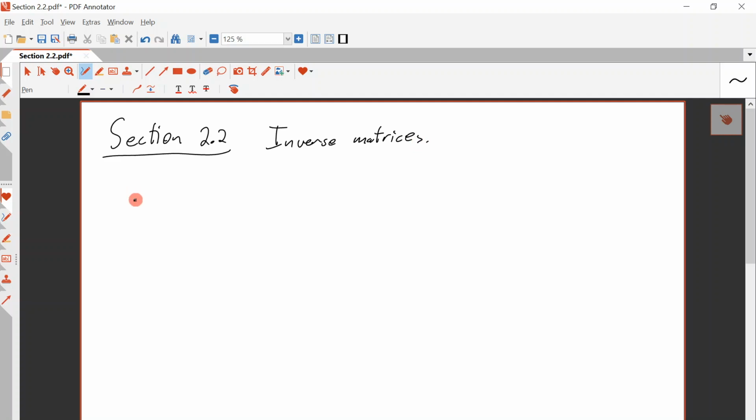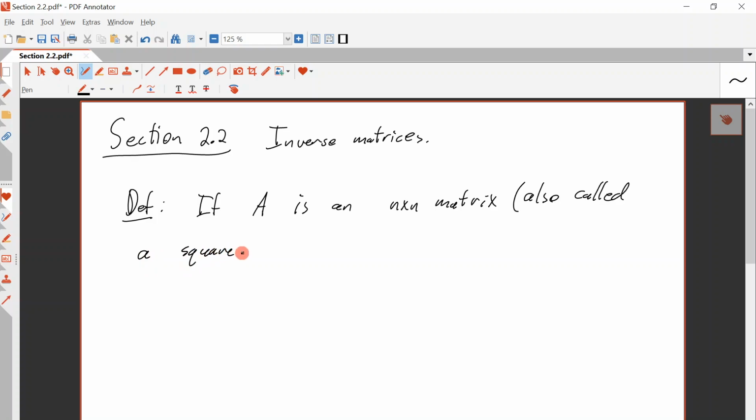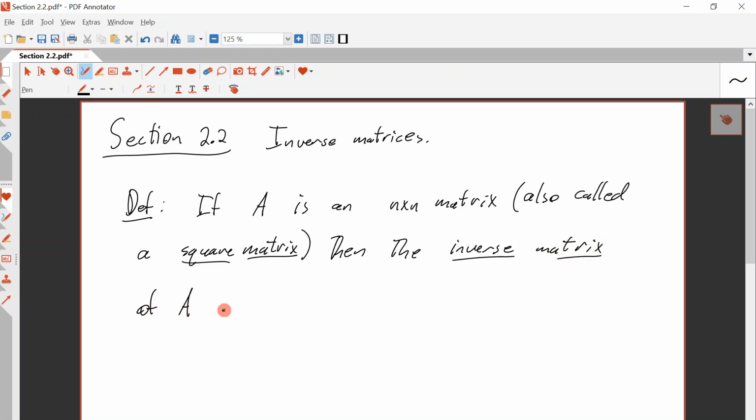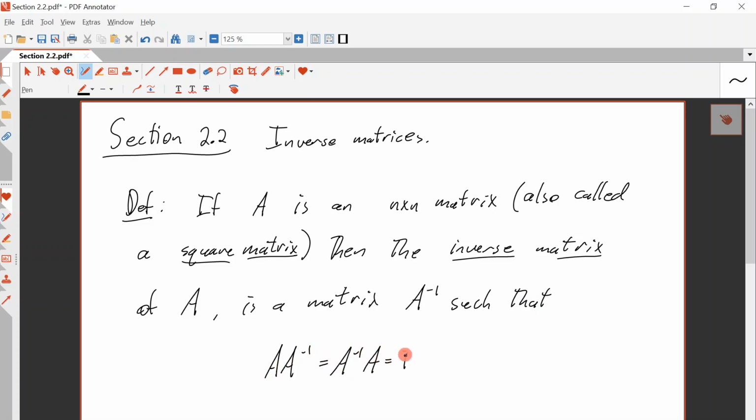So, definition. If A is an n by n matrix, this is called a square matrix, then the inverse matrix of A is a matrix, A inverse, such that A times A inverse is A inverse times A is equal to the identity matrix.